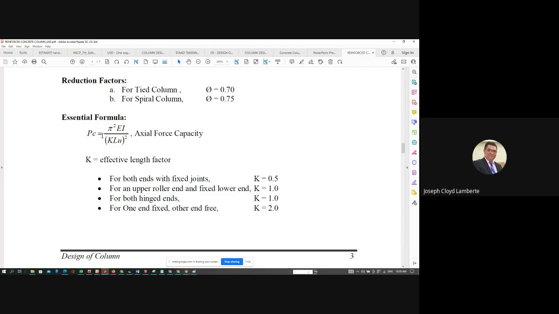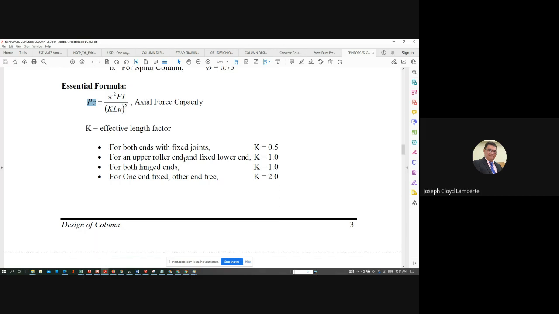Pc, or the critical load capacity of the column, is equal to pi squared EI over (KLu) squared. In which ang K is magdepende siya sa unsay imong support sa imong column. No? Magdepende siya sa unsay support sa imong column. For both ends with fixed joints, 0.5 ang imong K.